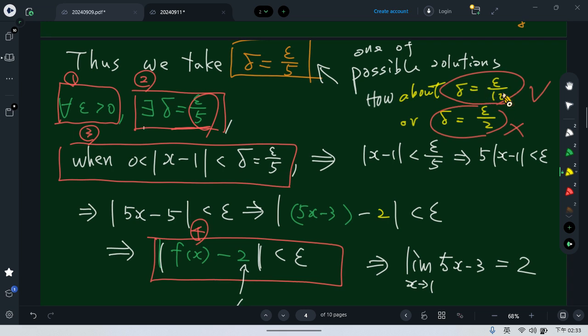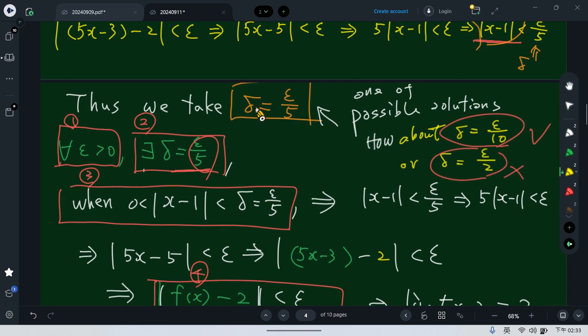So right now we already know this one is a possible solution. Then if you just opt for epsilon over 10, it's also possible. Could be the answer, could be the solution to this epsilon. But if larger one, that is not always true for this situation.